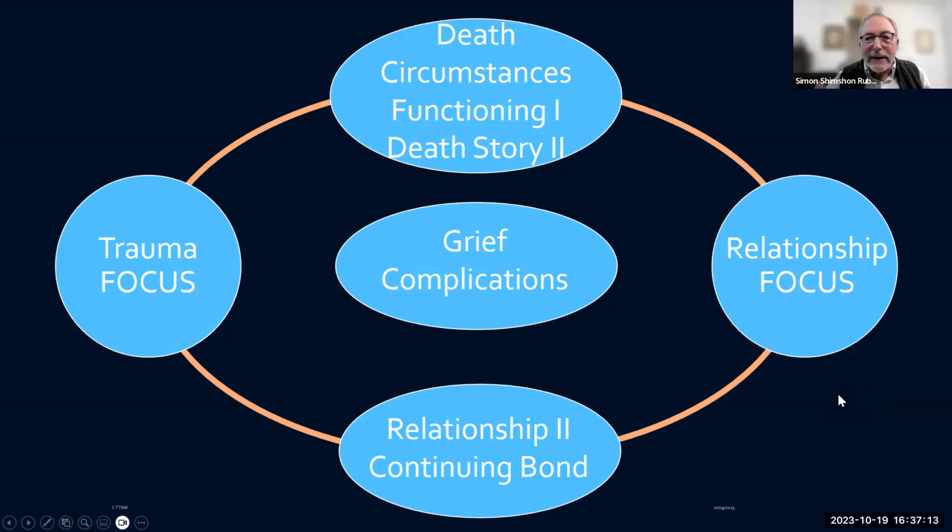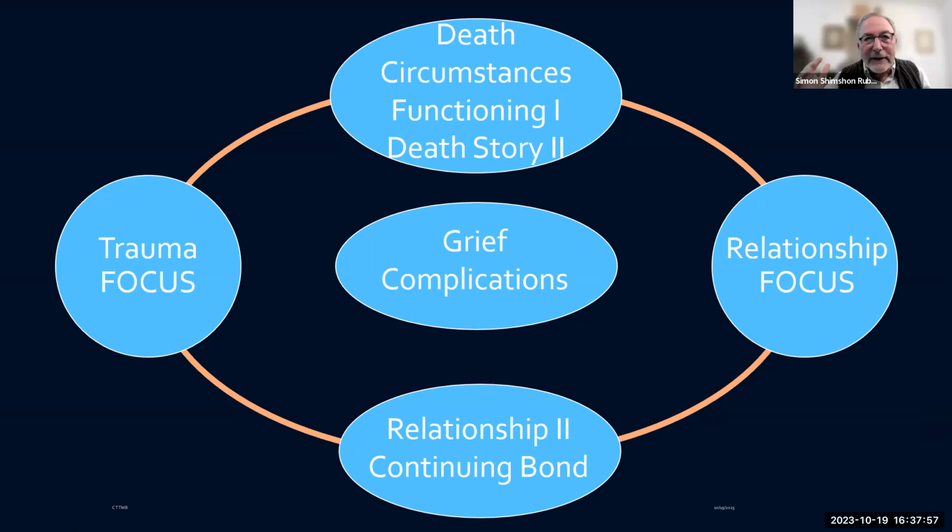And this talks about really looking at trauma focus or relationship focus in this time period, certainly in Israel and many other countries that are at war. The middle circle is grief complications. On the left, you have the trauma focus. We want to understand how the trauma plays out in their experience of what was occurring to them when they learned of the death and later. We have the relationship focus on the right, which says that one of the things we're going to look at is always how people connect with the person who died, their memories of them.